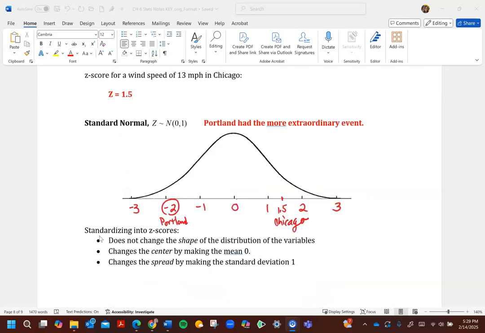So a couple of things to note: that standardizing into z-scores does not change the shape of the distribution of the variables. It does change the center by making the mean 0. It changes the spread by making the standard deviation 1. So just some things to note that these numbers would need to change. But the shape stays the same.